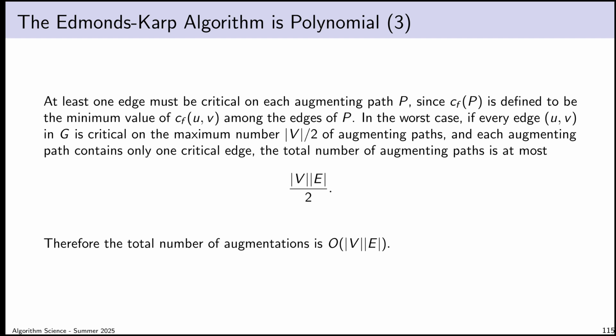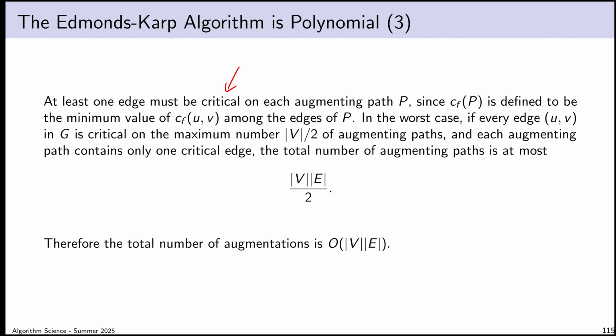Okay, so then we bring back fact 2. Fact 2 said that at least one edge must be critical on every augmenting path. So we know that because of the way we define the capacity of the path, the total number of units of flow that we push along the path at each step, because the value of CF of P is defined to be the minimum value of residual capacity among the edges of P, that means that at least one edge is going to be fully saturated or depleted after every augmentation. In other words, at least one edge must be critical on every augmenting path.